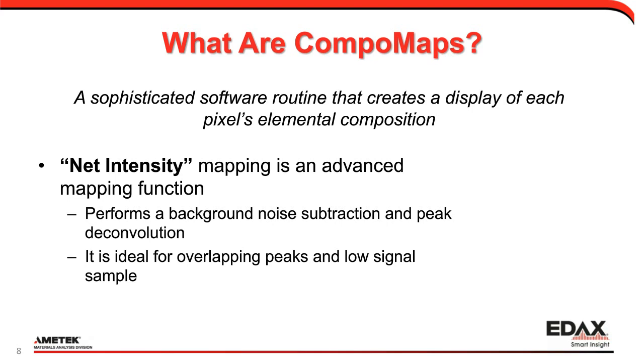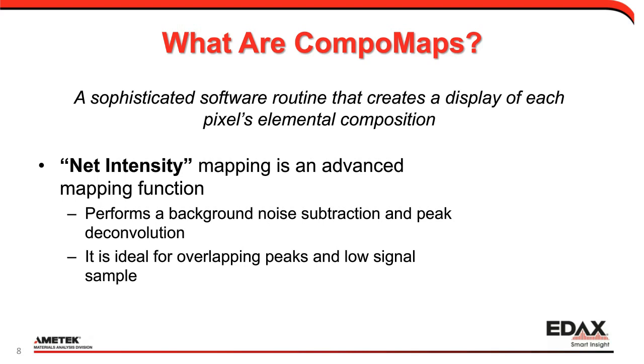So the first question is, what are CompoMaps? They are a sophisticated software routine, and they result in a display of each pixel's elemental composition. Really, there's a powerful software algorithm going on behind the scenes, and the result is that it puts our pixel display in a concentration that's viewable for all pixels in a single field of view for a single element at a time. And so a lot of work going on. Each pixel has this algorithm working at each pixel with a display of the results. There are several different types of display results.